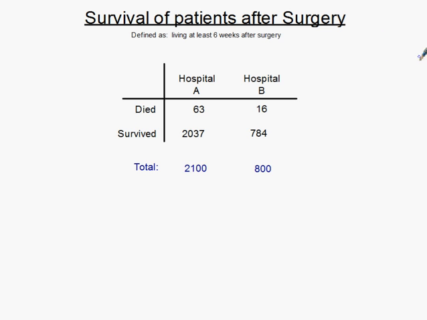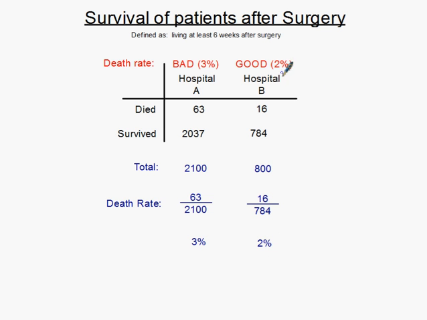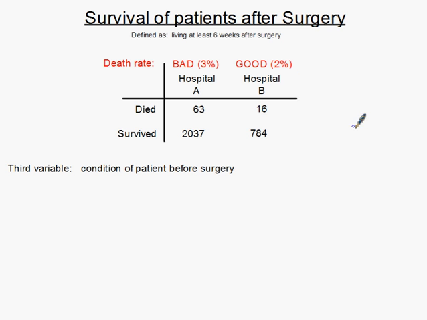If we want a death rate, we get the total, and then we divide, and we get our death rate. And hospital A has 3%, hospital B has 2%. So I would say hospital B is good. If I was going in for surgery, I'd want to go to hospital B. But if we take a third variable into consideration, which is the condition of the patient before surgery. Some patients are in good condition before surgery, and some are in bad, and that might have an effect.